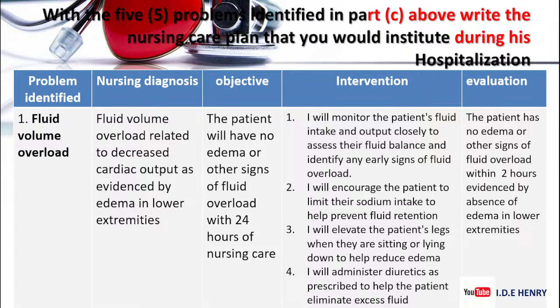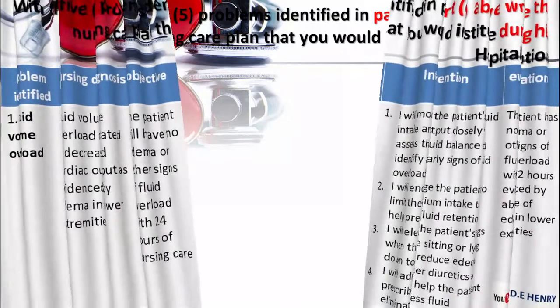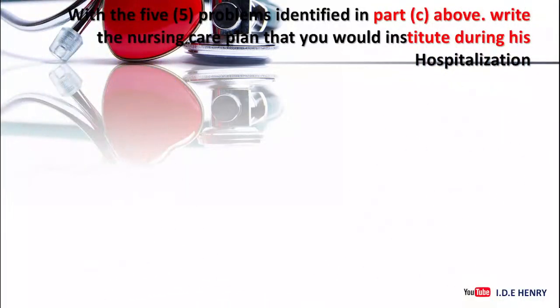Then your evaluation. The patient has no edema or other signs of fluid volume overload within 2 hours of nursing care, evidenced by absence of edema in lower extremities. Remember, the English in this part of the nursing care plan should match the English in the objective, because this is in future tense and this is in present participle, right? Then we proceed to the second problem.